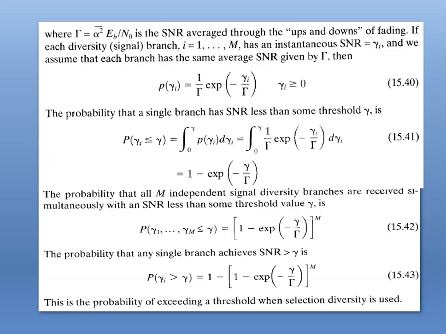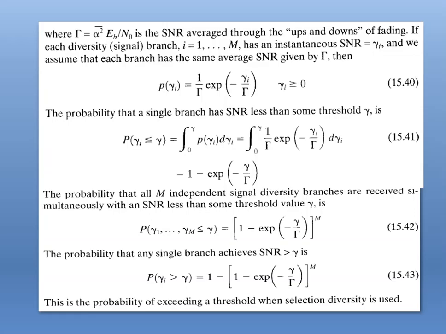Then the probability of a single branch SNR being less than some threshold value gamma, that is P of gamma i less than gamma, is equal to the integral from 0 to gamma of P of gamma i d gamma i, which is equal to the integral from 0 to gamma of 1 by tau into exponential of minus gamma i by tau d gamma i. This is equal to 1 minus exponential of minus gamma by tau.